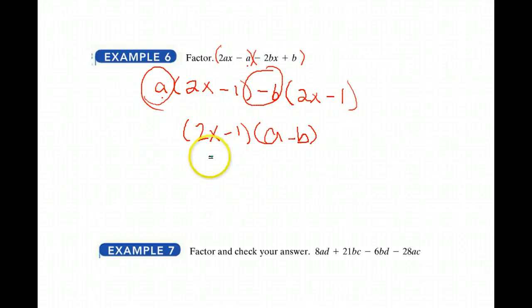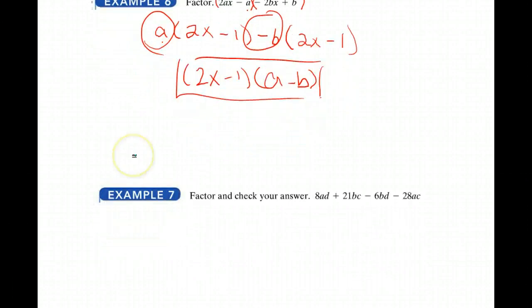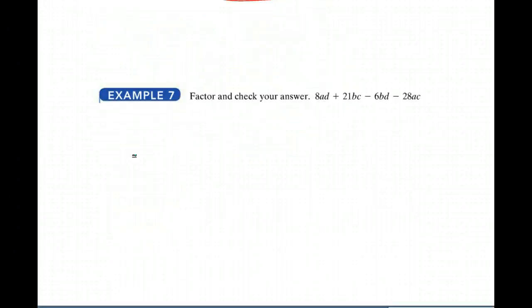We want to check to make sure that nothing further can be factored out of those groups, so just check for a common factor between 2x minus 1. There is none. And A minus B, there is none there as well. So we're going to call that our final answer, and move on to example 7. Please pause the recording, complete example 7, and as soon as you're ready to check your work with me, please press play, and we'll go over your answer together.